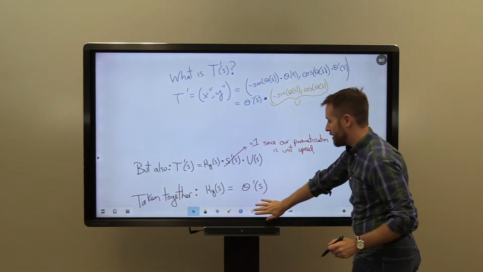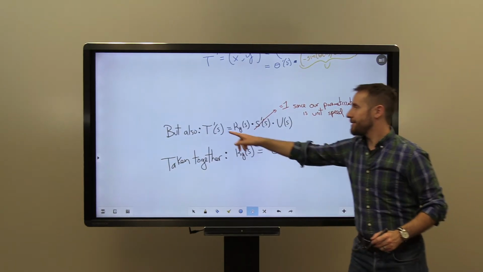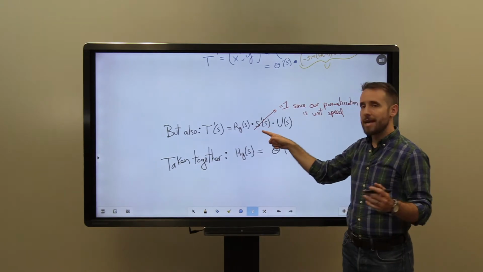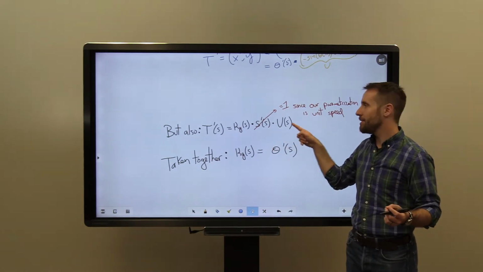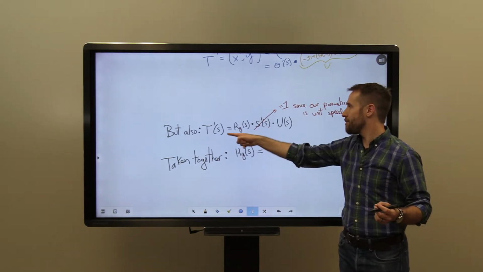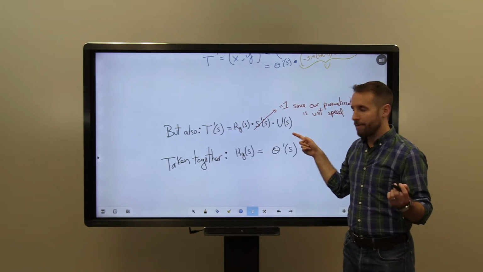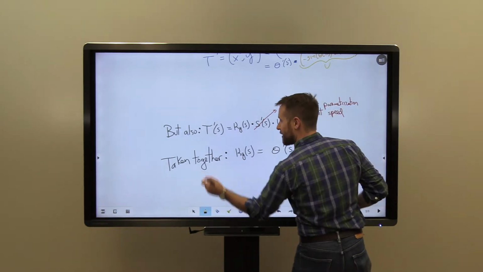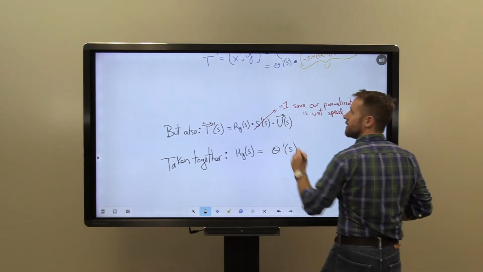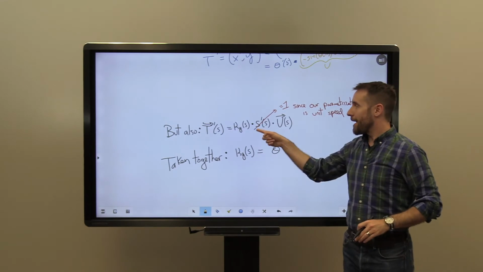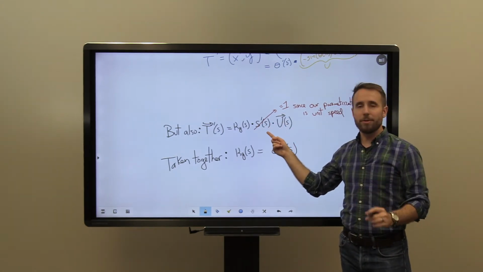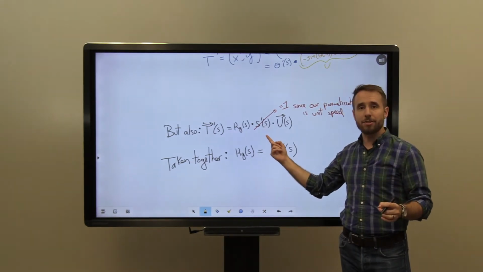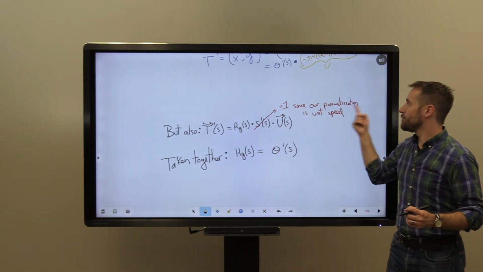We already knew that t prime of s was equal to kappa times s prime times u, where t prime and u are our vectors. We should keep the notation looking good. Those were vectors, and this piece here, the s prime, was the speed. When we're parameterized by unit speed, this just becomes the s derivative of s, and that just equals 1.